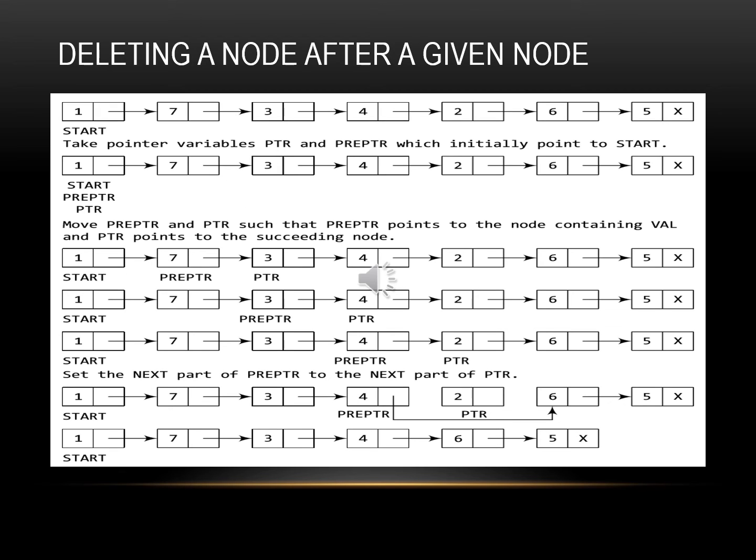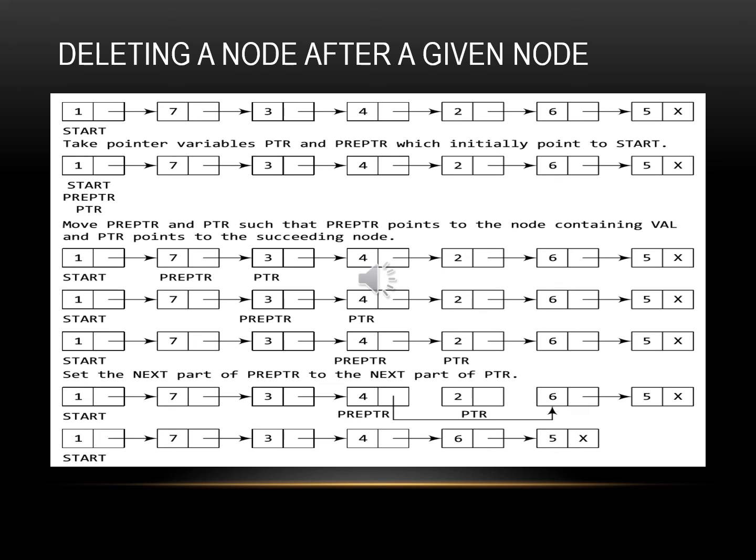You can see the figure, deleting a node after a given node. So in this case, we have to delete a node, suppose after a given node which contains the data 4. So if we delete the node after 4, then we have to join this 4 with 6, as we can clearly see in the picture.